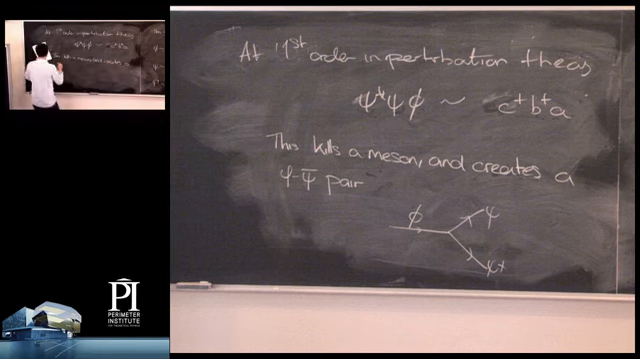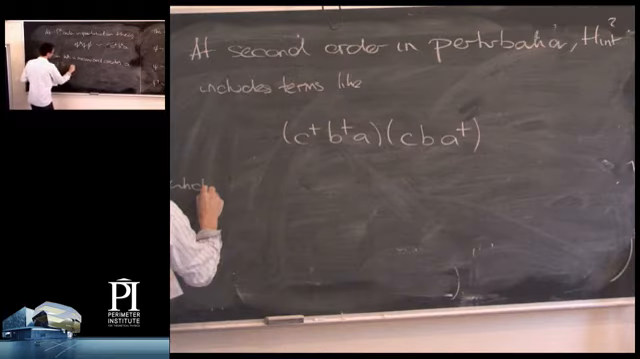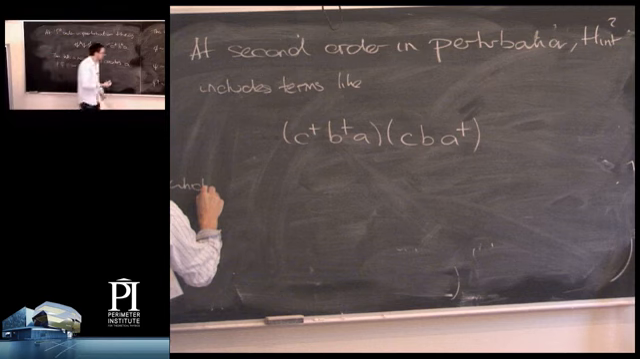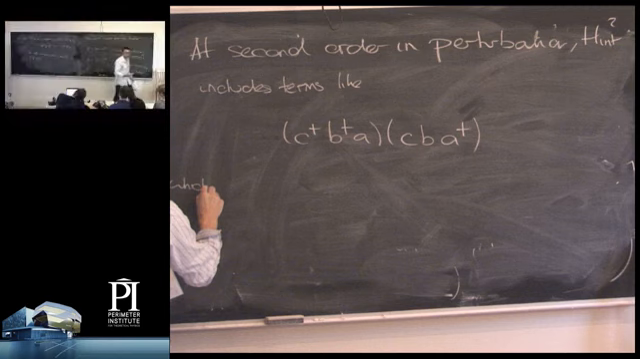And creates a psi bar pair. So that means a nucleon and an antinucleon. So if we were to draw pretty pictures, and soon these pretty pictures are going to have mathematical meaning to them, we might draw a pretty picture like this.